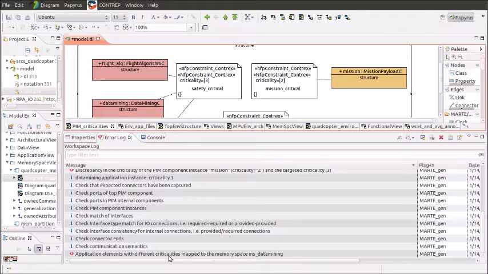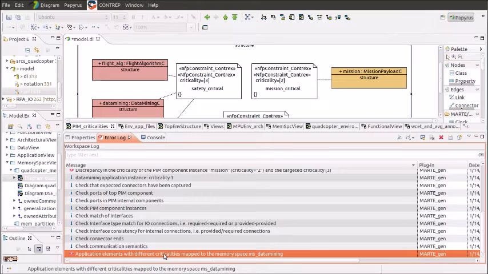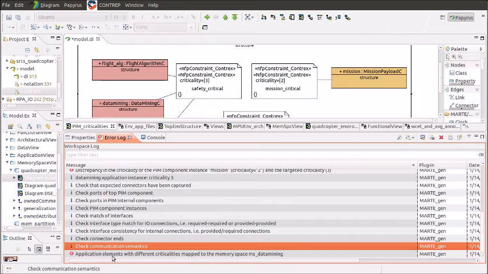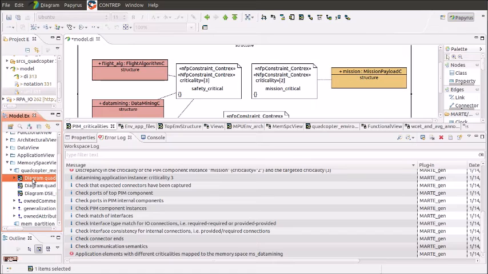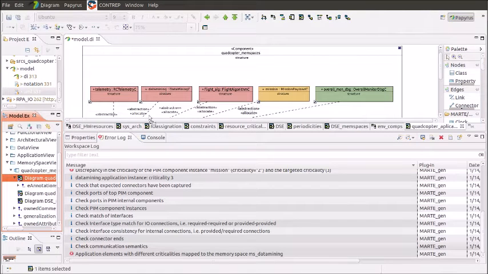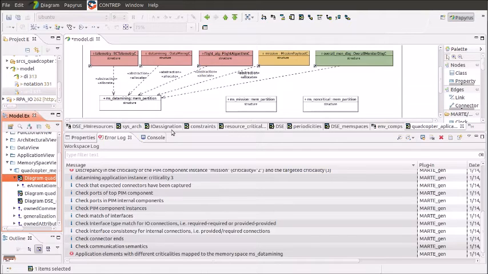If we have a look at the first remaining modeling error, it says that there are several application elements with different criticalities mapped to the same memory space. And it also tells which is the name of that memory space, in this case ms_data_mining. Well, to explain the problem here, we can show the memory space view, and specifically the diagram where we are showing the allocation of the different functionalities in the platform independent model to memory spaces.